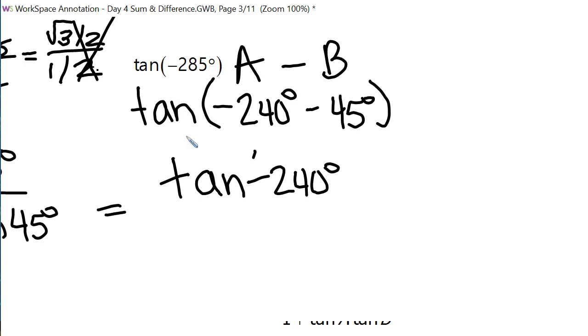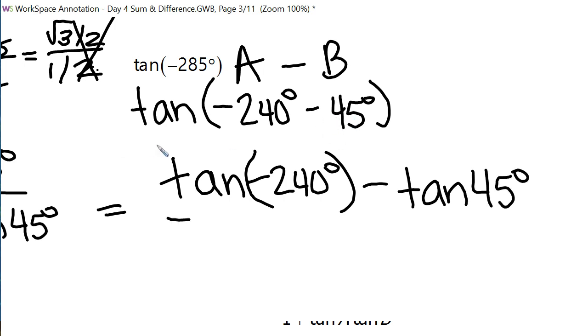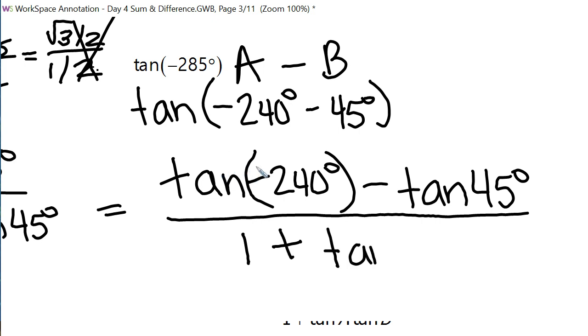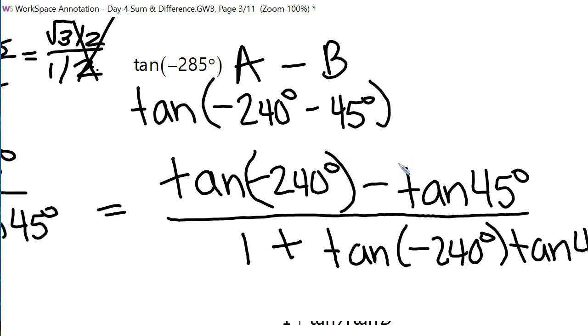I'm going to put that in parentheses so it doesn't look like we're subtracting 240 degrees. And we need to subtract tangent of B. And what is angle B? 45 degrees. And then in the denominator we will have 1 plus tangent of negative 240 degrees times tangent of 45 degrees.